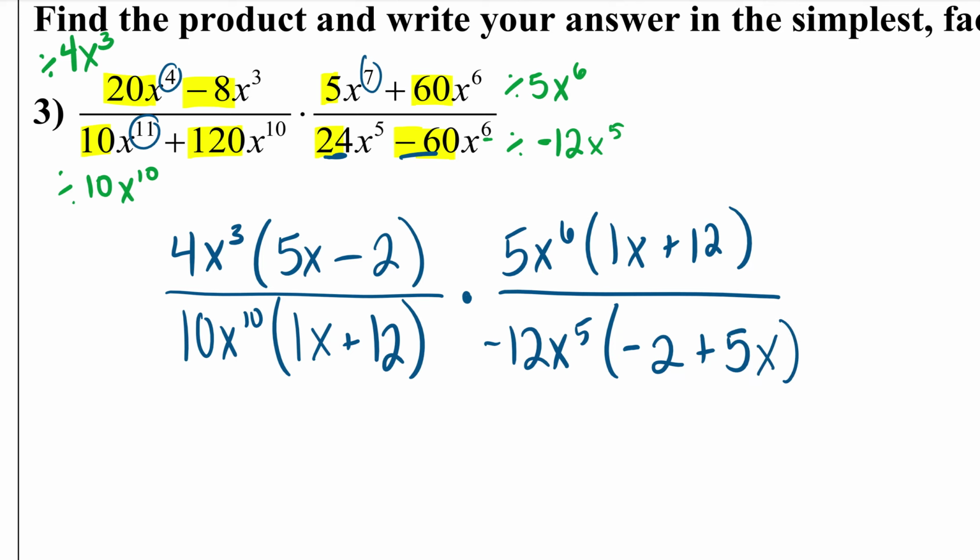All right, so here's where the fun part comes in. I can cross off the same exact parentheses. So this one, I have 1x plus 12 on top and bottom. Sweet, those are gone. I have 5x minus 2 on top and bottom. The order doesn't matter as long as you have the exact same thing with the exact same sign. Okay, now look at that.